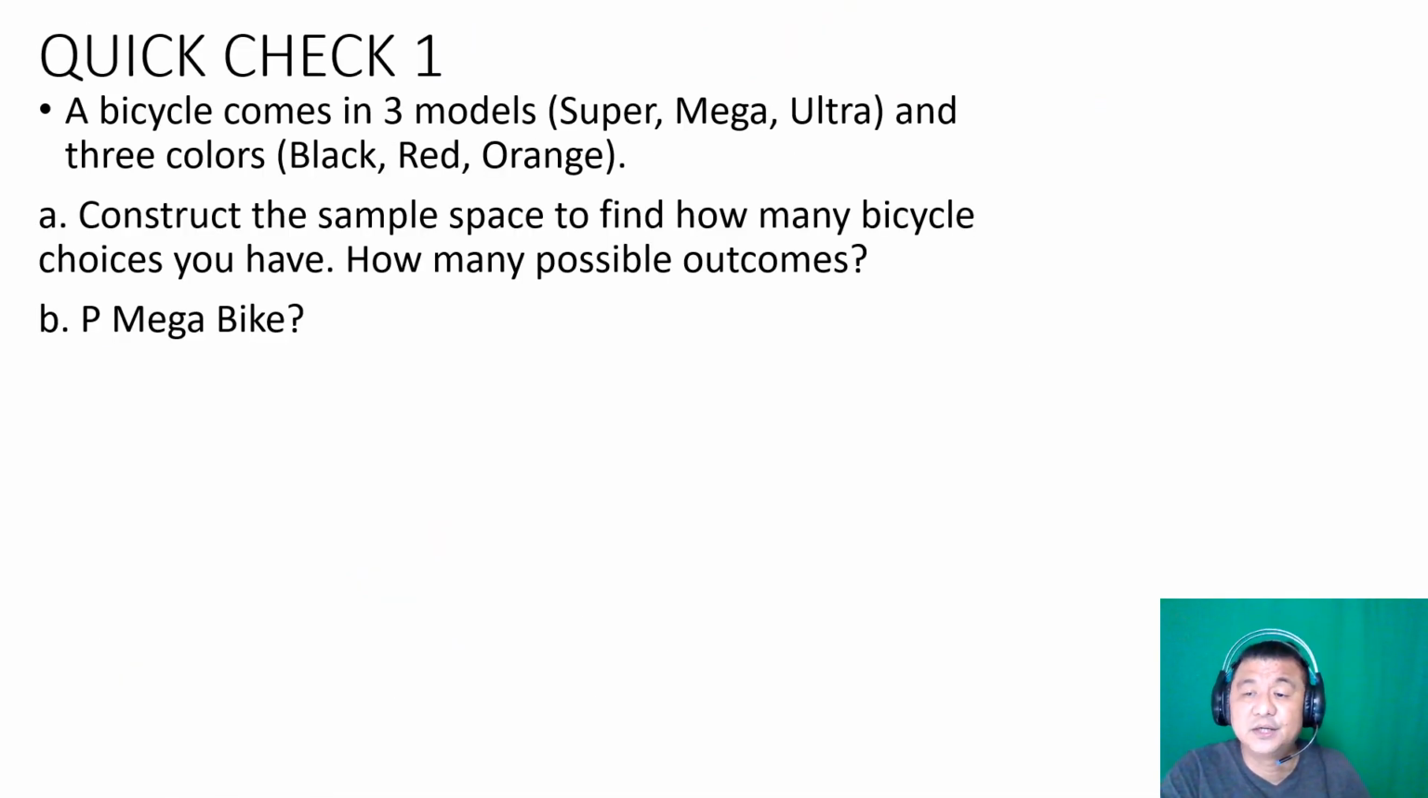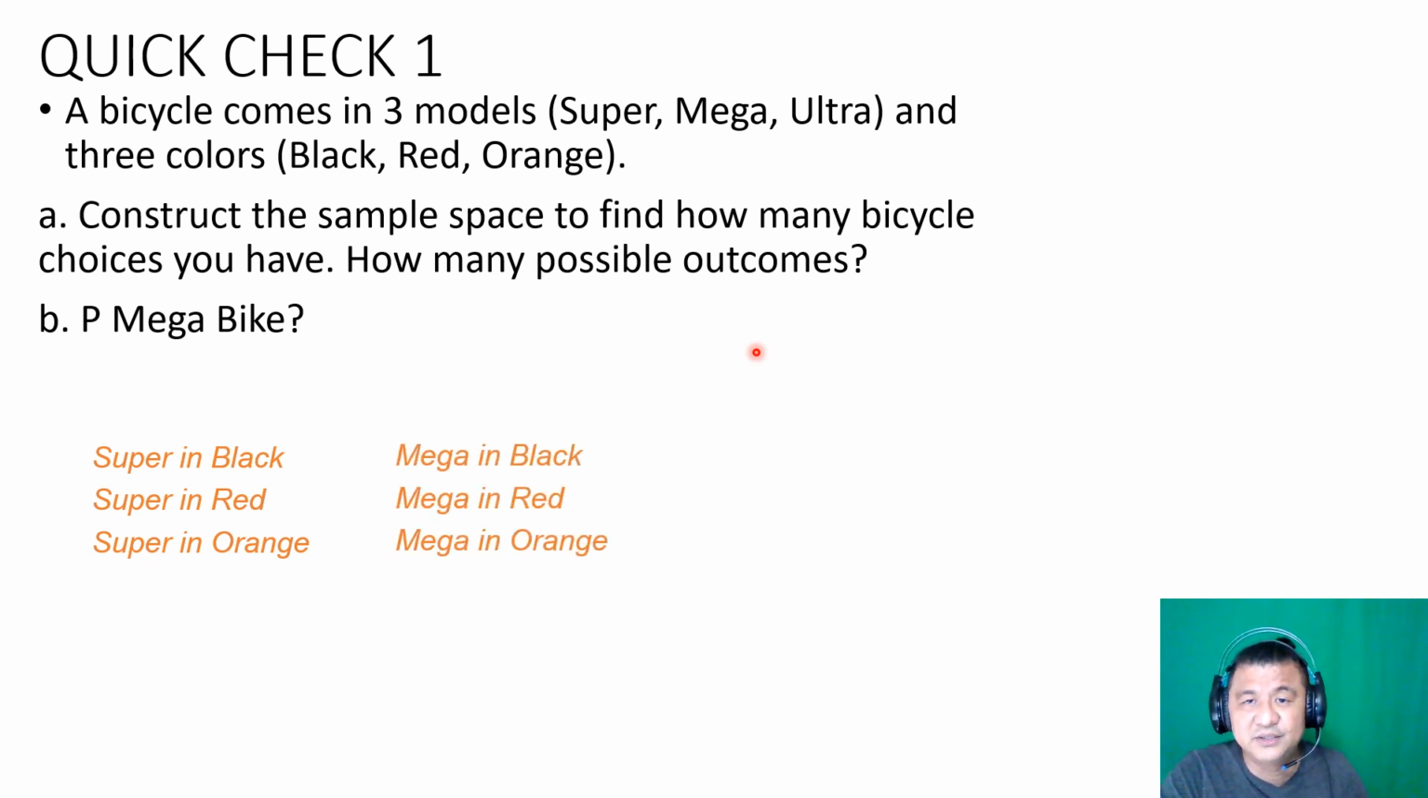Now this is a quick check regarding the sample space. Let's read the problem. A bicycle comes in three models: Super, Mega, Ultra, and three colors: black, red, and orange. Construct a sample space to find how many bicycle choices you have and count it. How many possible outcomes? And B, what is the probability that somebody would order a mega bike? So what do I do? I list down. I could buy a super in black. Let's exhaust all the super. Super in red, super in orange. We're done with all the super. Let's now move on to the mega. Mega black, mega red, mega orange. Then the ultra model. Ultra could be black, ultra red, and ultra orange.